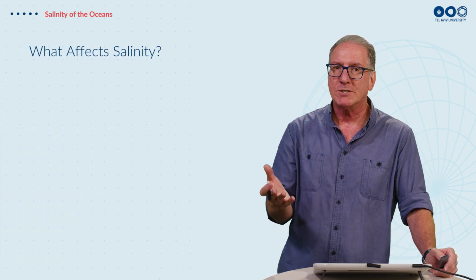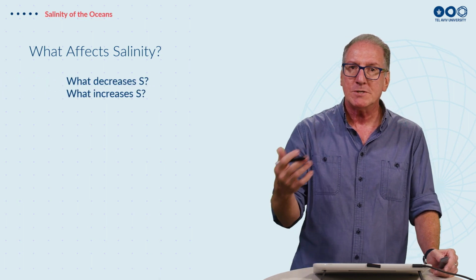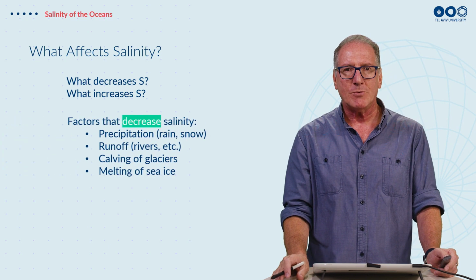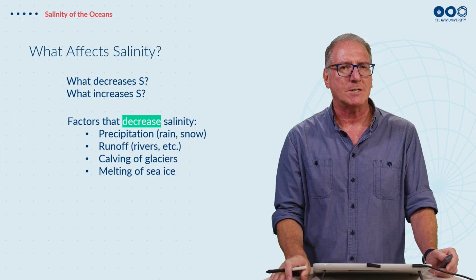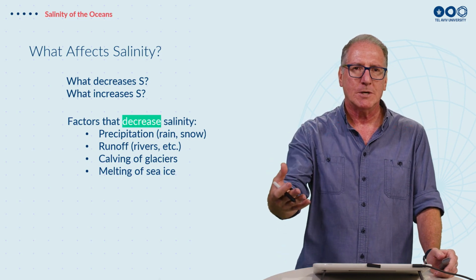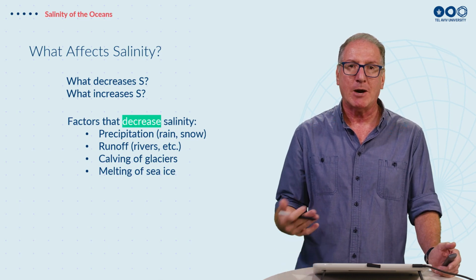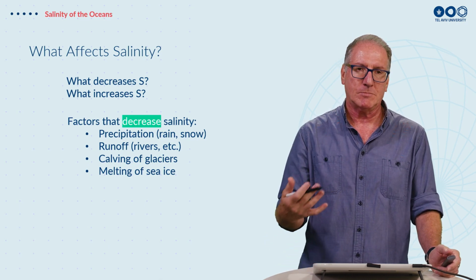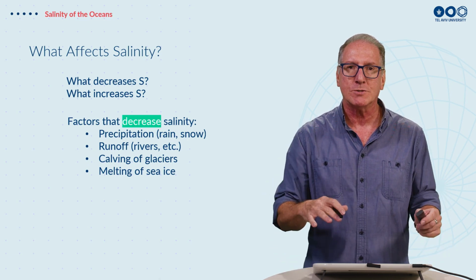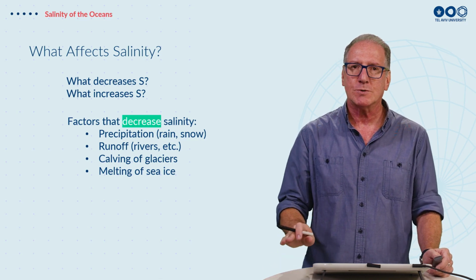So how can we change the salinity in the oceans? There are a number of ways we could increase or decrease the salinity. First, to decrease the salinity, we need to add fresh water. If we add fresh water to the oceans, then we're going to decrease the salinity. And how can we do that? Either by rainfall. We know that rain is fresh water, sweet water. If we have rainfall over the oceans, that's going to add fresh water to the top of the oceans and will reduce the salinity.